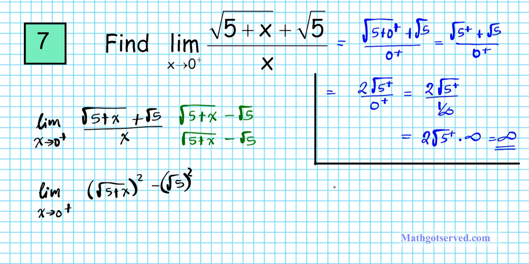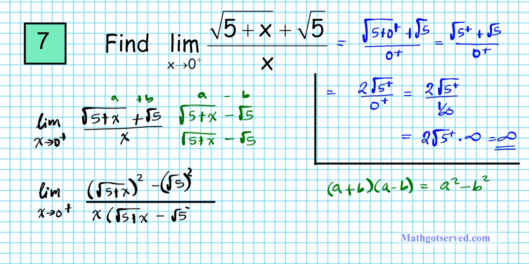In the numerator, you might wonder why. Well, if you FOIL it out, imagine if you have a plus b times a minus b. If you expand this, you have a squared plus ab minus ab cancels out minus b squared. This is the difference of squares formula. That's what I applied here. So we have a plus b, and then a minus b, and when you expand it, you end up with a squared minus b squared. So that's the story for the numerator. In the denominator, we're going to have x times the square root of 5 plus x minus the square root of 5. Let's go ahead and simplify it a little bit more.